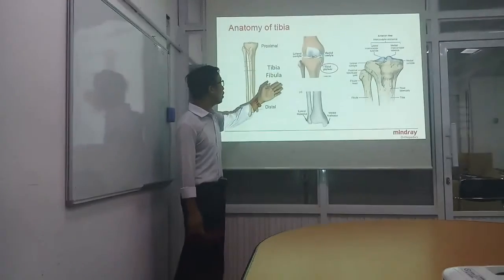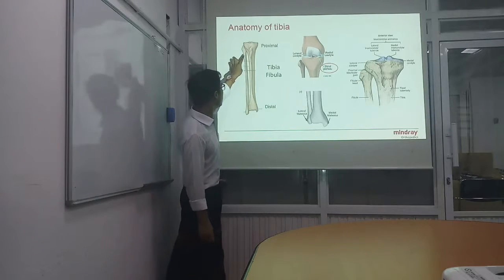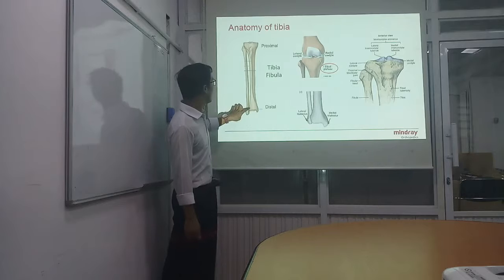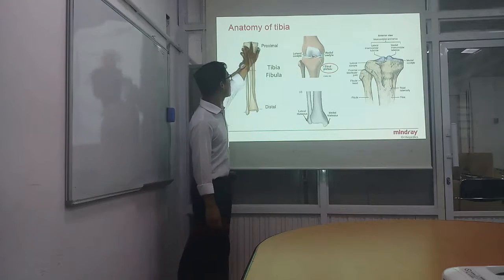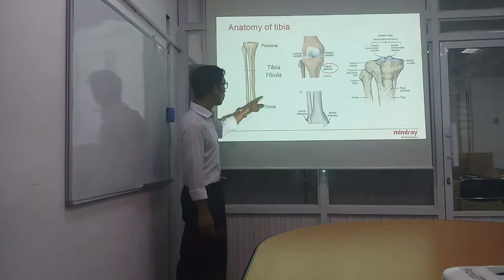This is the anatomy of the tibia, and this is called the tibia bone. This is called the fibular bone. The upper portion of the tibia is called the proximal, and the lower portion of the tibia is called the distal.